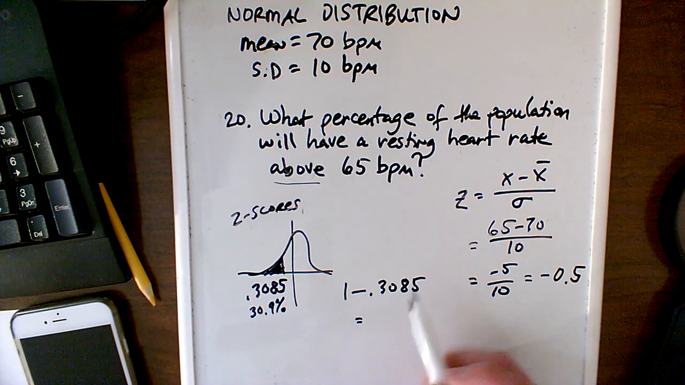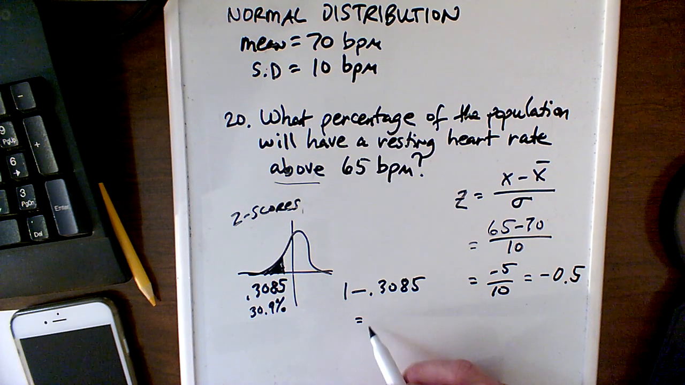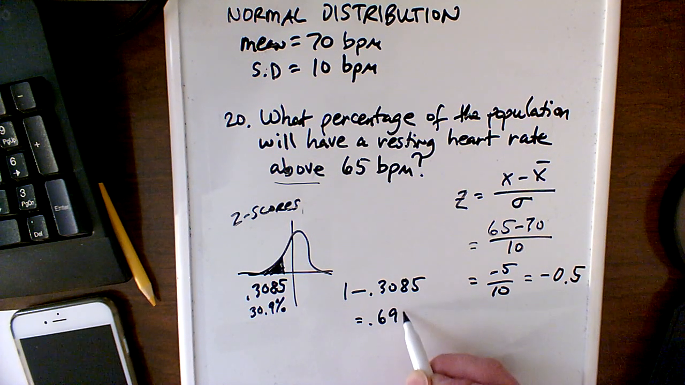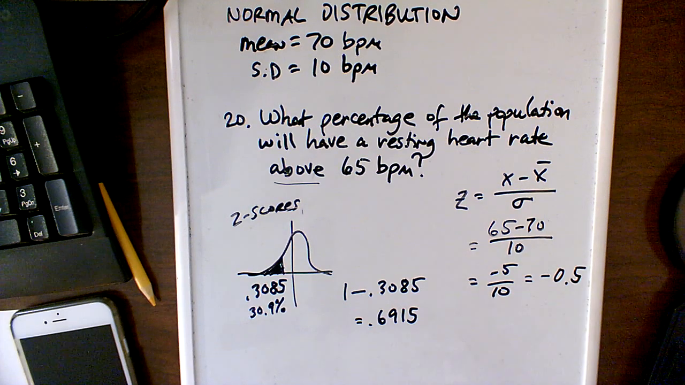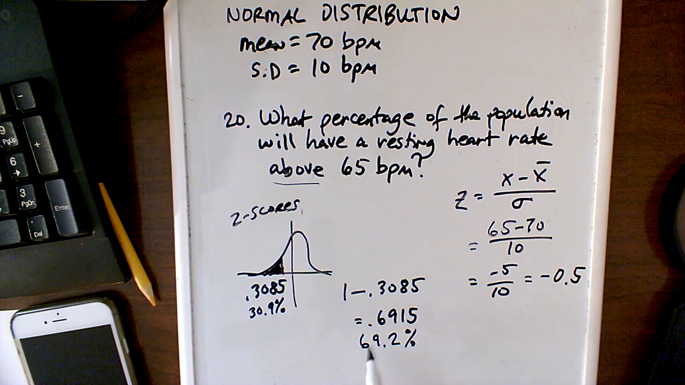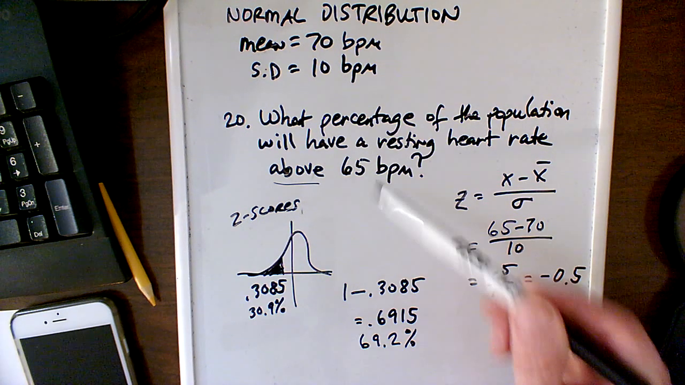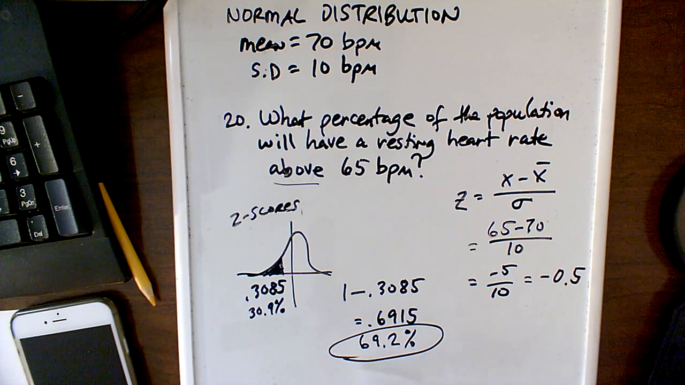And that will give us 0.6915, which is about 69.2%. So the answer to the problem is the percentage of the population with a resting heart rate above 65 is 69.2%.